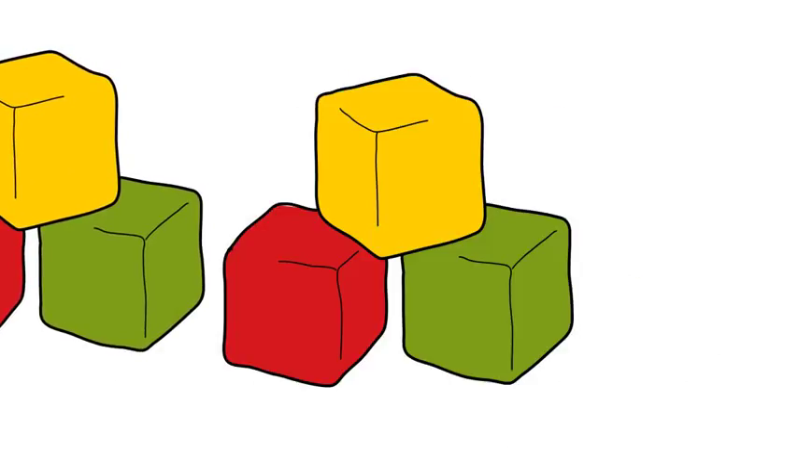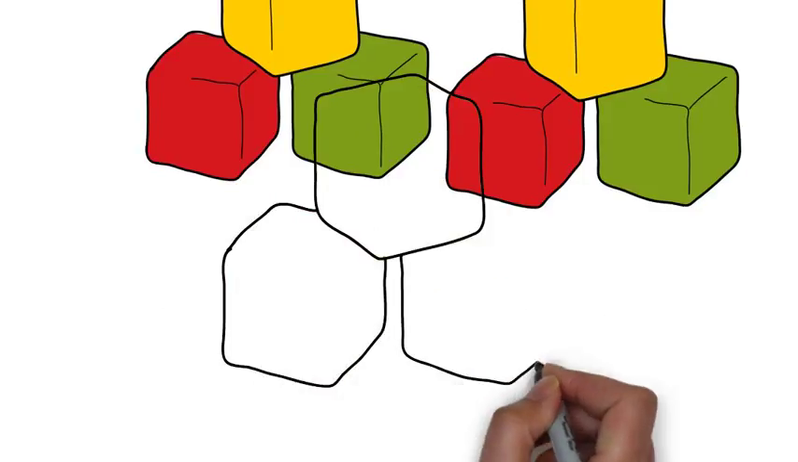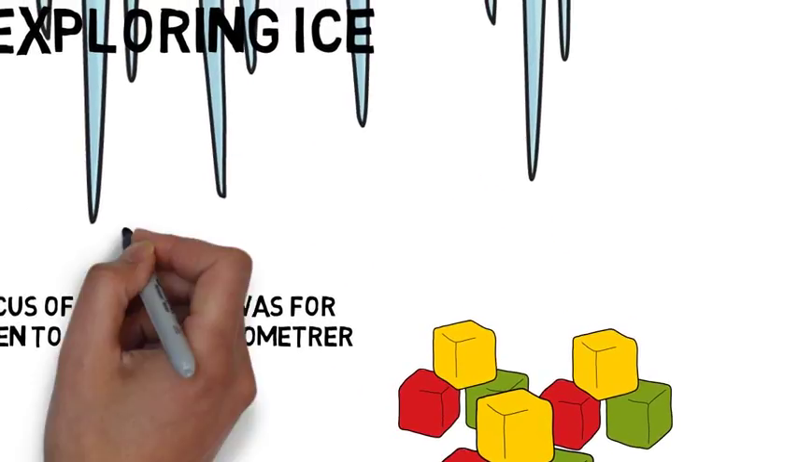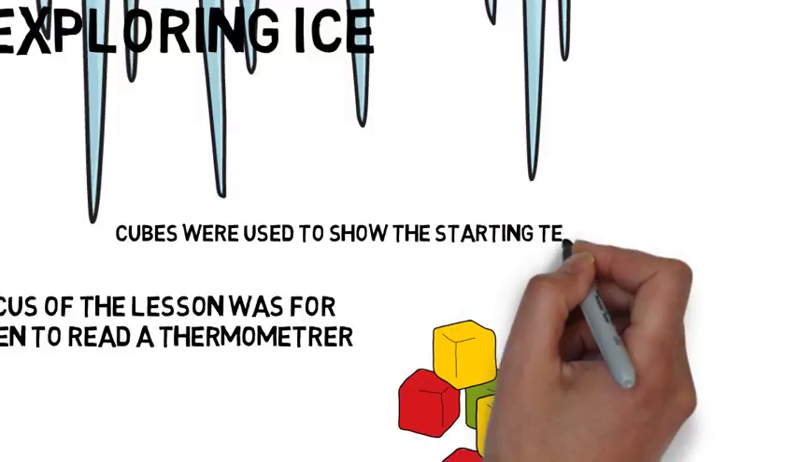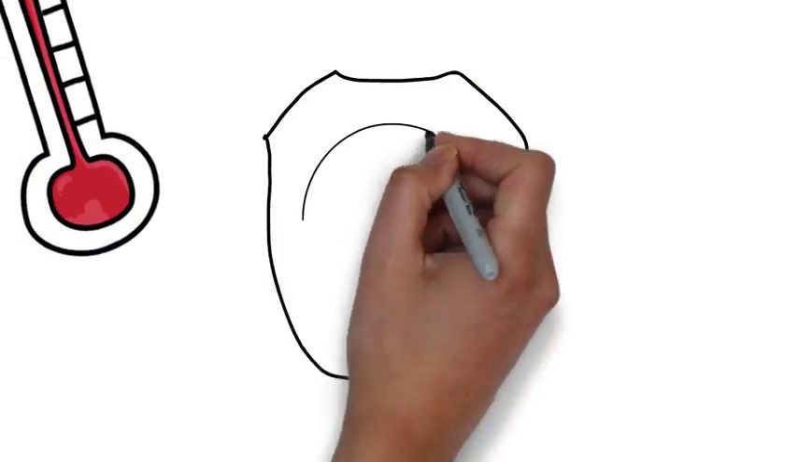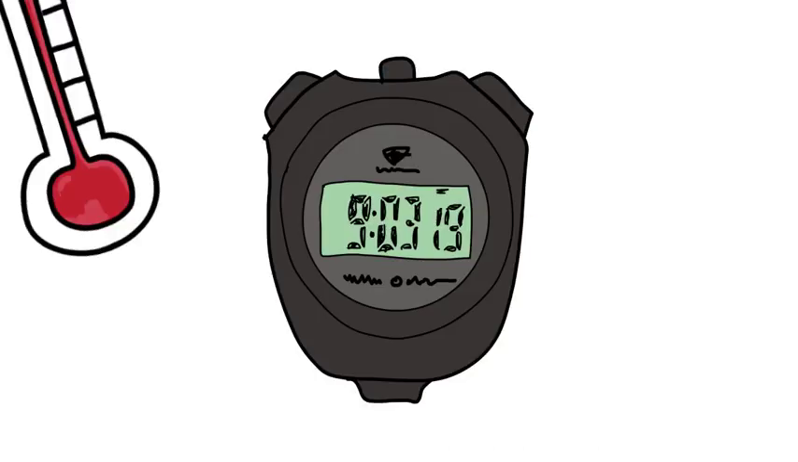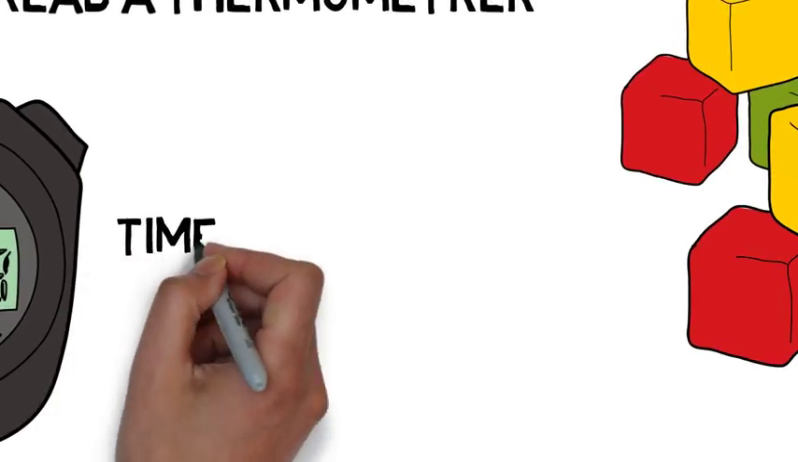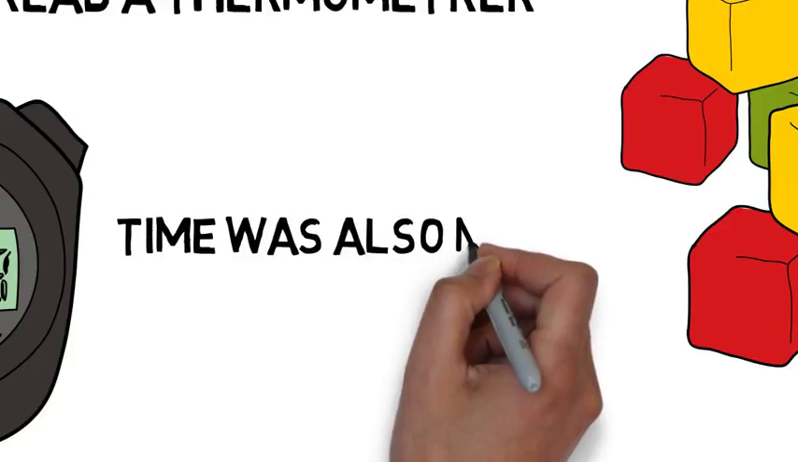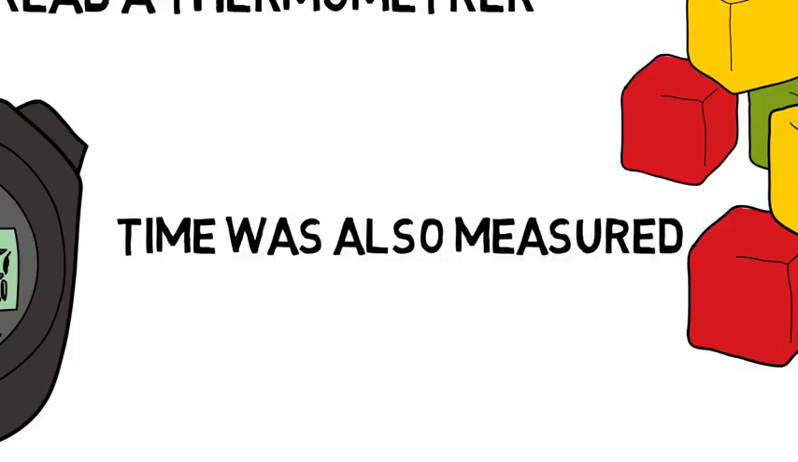Children were asked how many degrees it had dropped by. Cubes were used to show the starting temperature, and then the children had to take them away once the ice was melting. Another component that was measured was time. The children had to time how long it took the ice to melt. They loved this experiment as it was very practical, and they were all on task and motivated throughout.